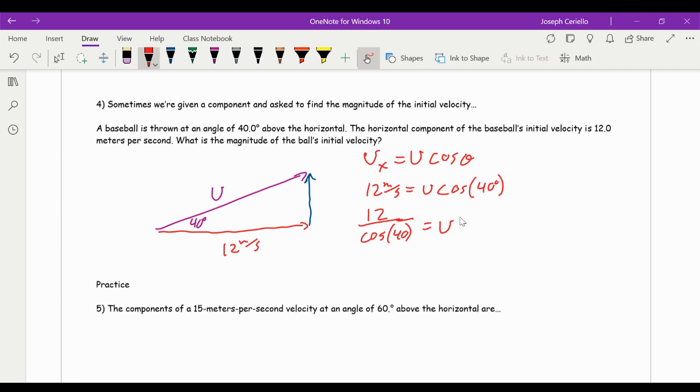All right, so let's see. Cosine of 40. I'm getting about 15.7. And that makes sense because it is larger than one of the legs of the triangle. The hypotenuse has to be the longest side of that right triangle.